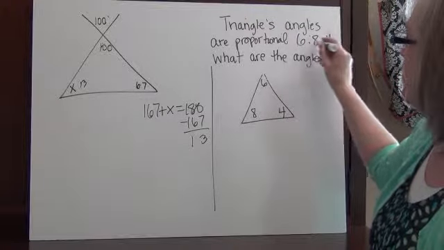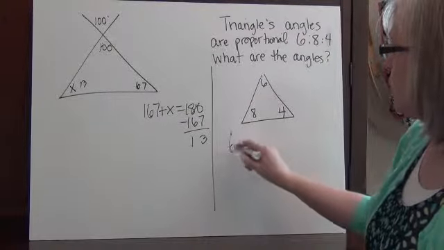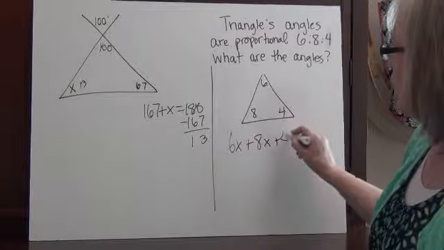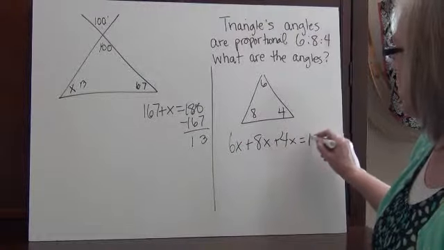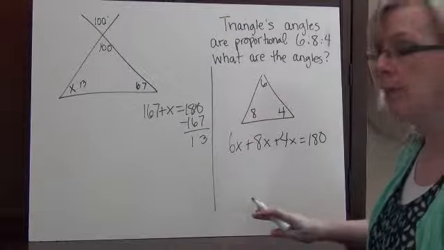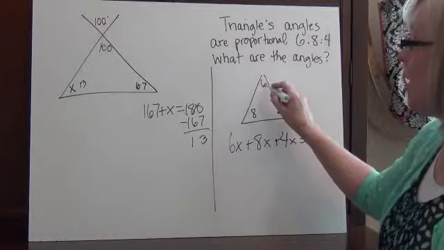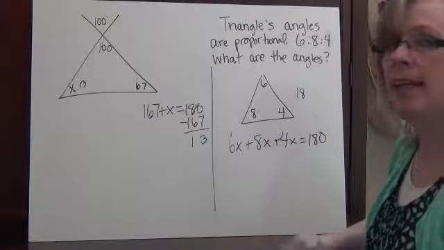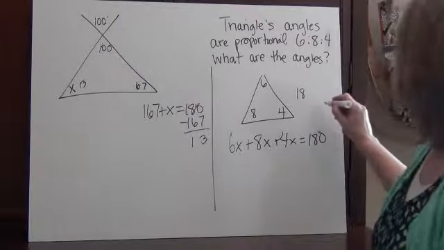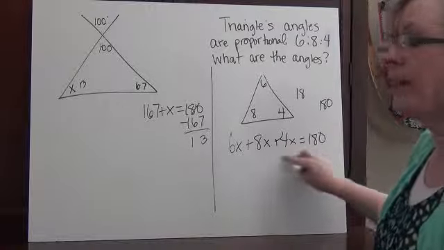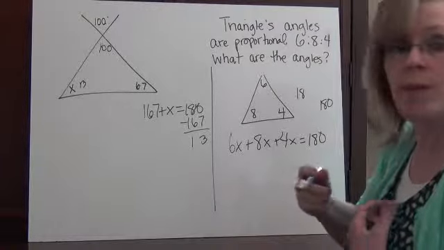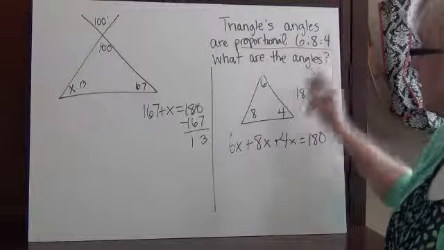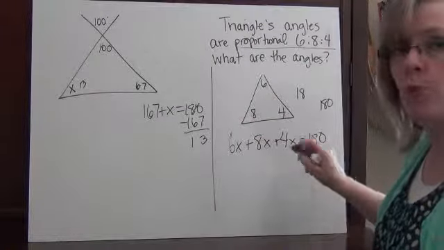I see that the angles are 6, 8, and 4. So I would just write 6x plus 8x plus 4x equals 180. Okay? I put in the x because I know they're not really 6, 8, and 4 because 6 plus 8 plus 4 is 18. And how many degrees do I have in a triangle? 180. So I know they got multiplied by something. I just don't know what they got multiplied by. So when you get a problem that talks about this proportional idea, I want you to just put an x next to each one of them.